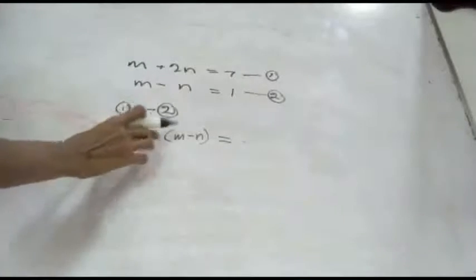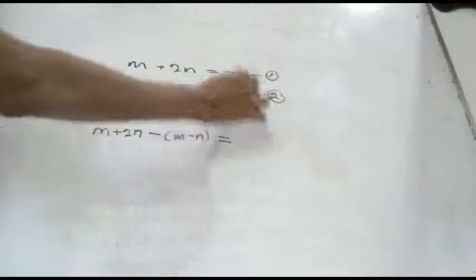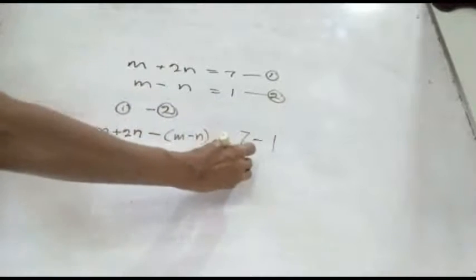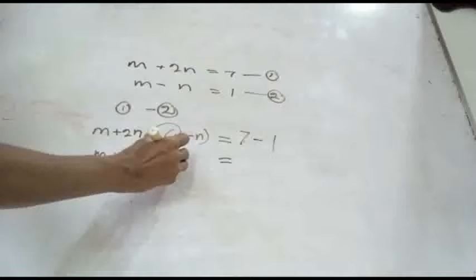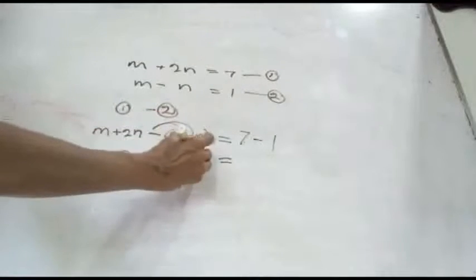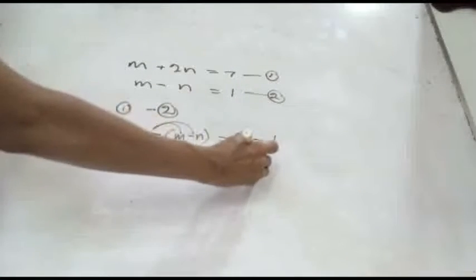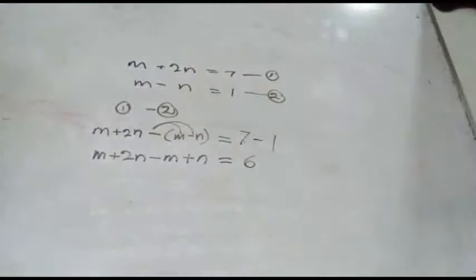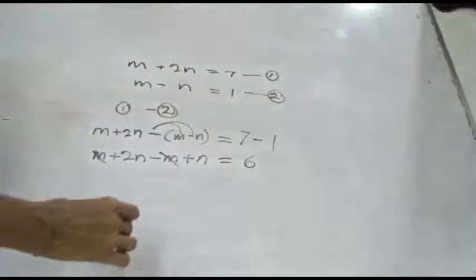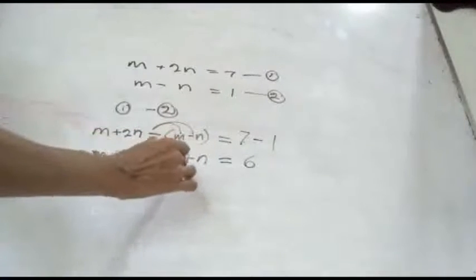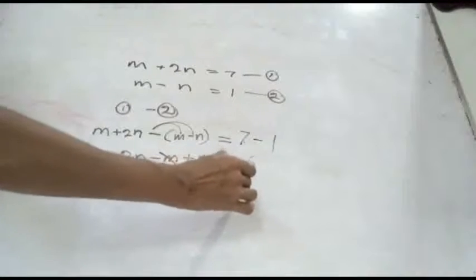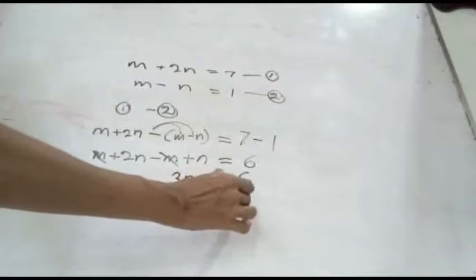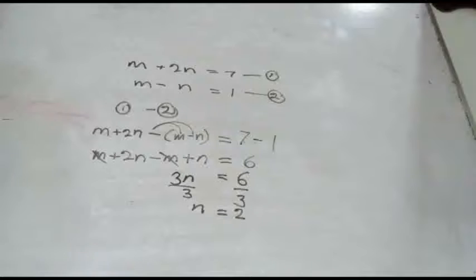To eliminate m, we subtract the second equation from the first: m plus 2n subtract m subtract n is equal to 7 subtract 1. Negative times negative is positive n. 7 subtract 1 is equal to 6. Positive m and negative m cancel out. 2n plus n, 3n is equal to 6. Both sides divide by 3. n is equal to 2.